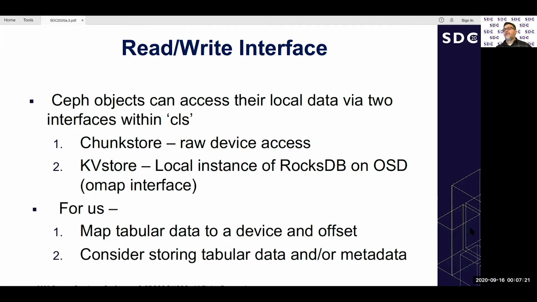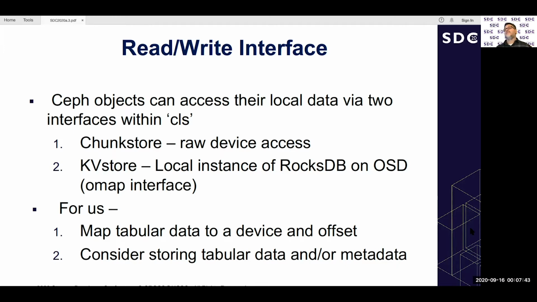But in our case, we want to map tabular data to a device and offset. So in the first case, in the chunk store, we'd like to be able to take tables and put them on disk wherever we like. And for the second case, with the KV store, we'd like to consider storing our tabular data directly in the KV store. For instance, you may want to store part of a table or some rows, or you may want to store metadata in the KV store.